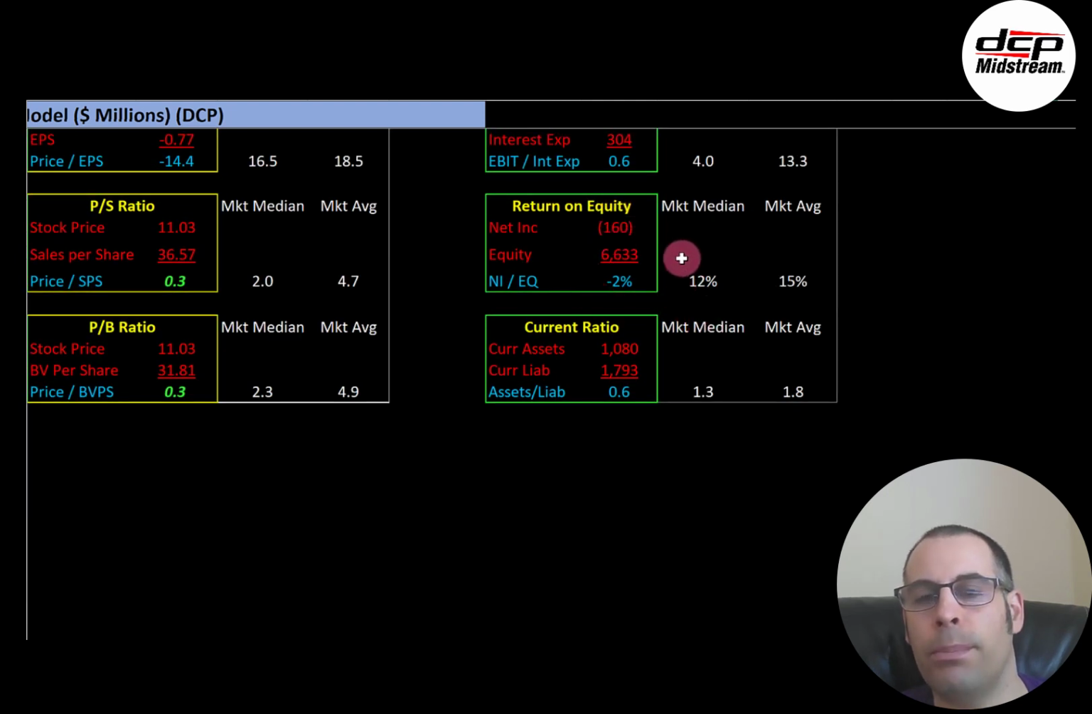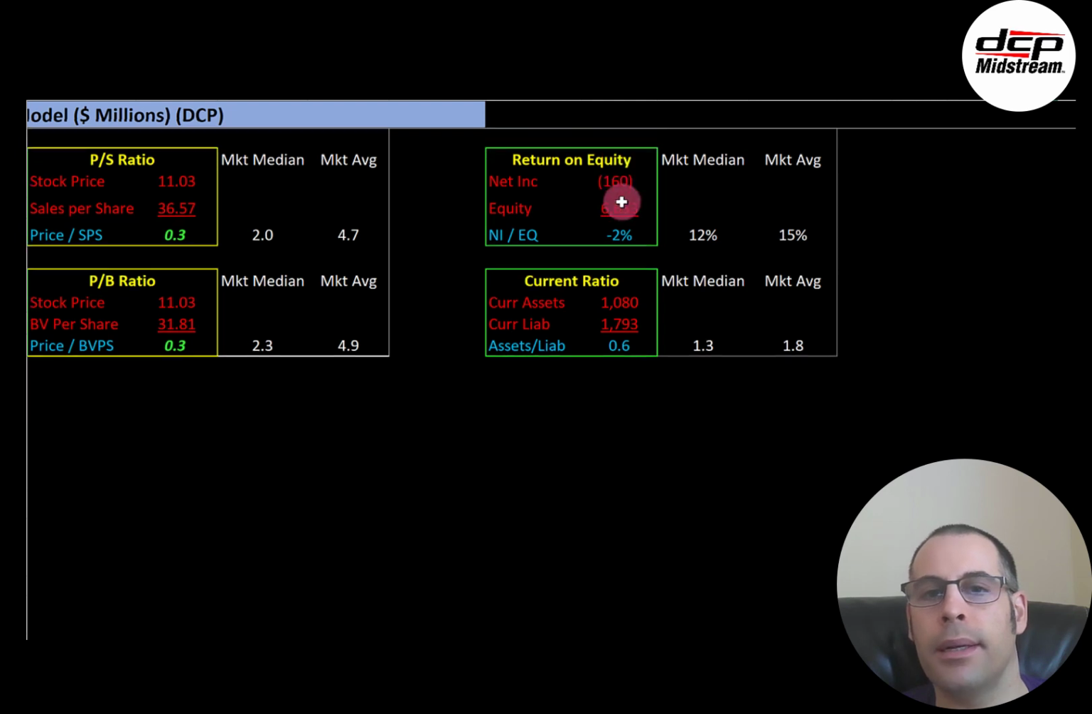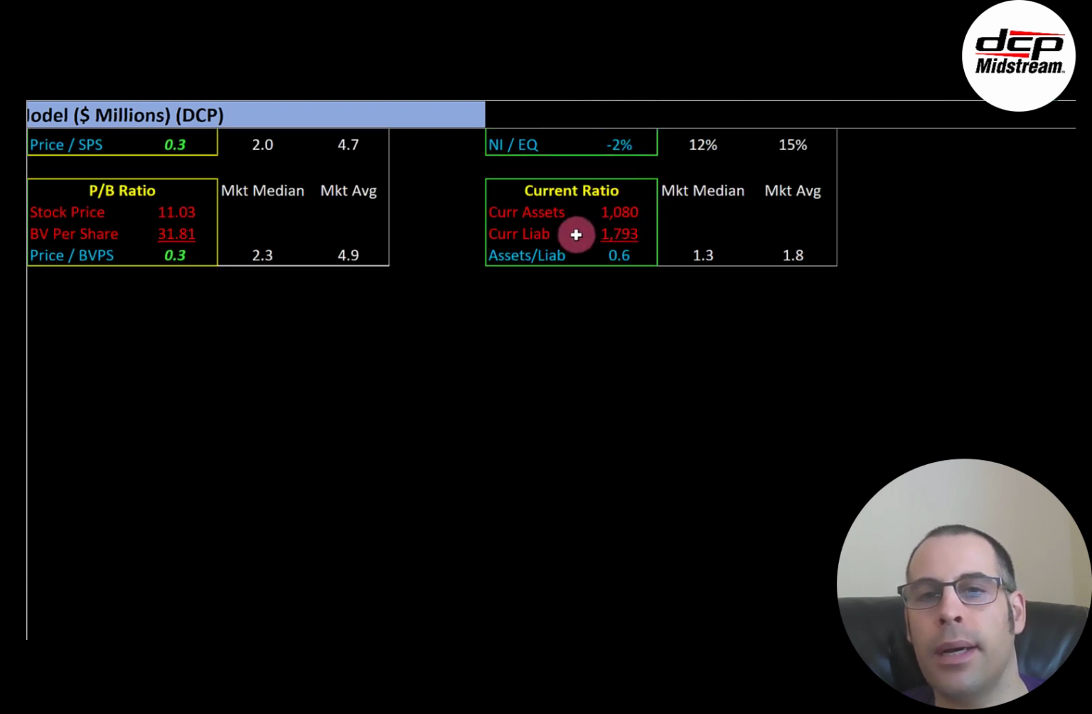ROE is bad. The median is 12%. The average is 15%. ROE is net income over equity. I like to see above 20%. They're at negative 2%. Current ratio is not good either. Median is 1.3, the average is 1.8. Current ratio is current assets over current liabilities. I like to see between 1.2 and 2. They're at 0.6, so they cannot cover their current liabilities, so they need to take on more debt.